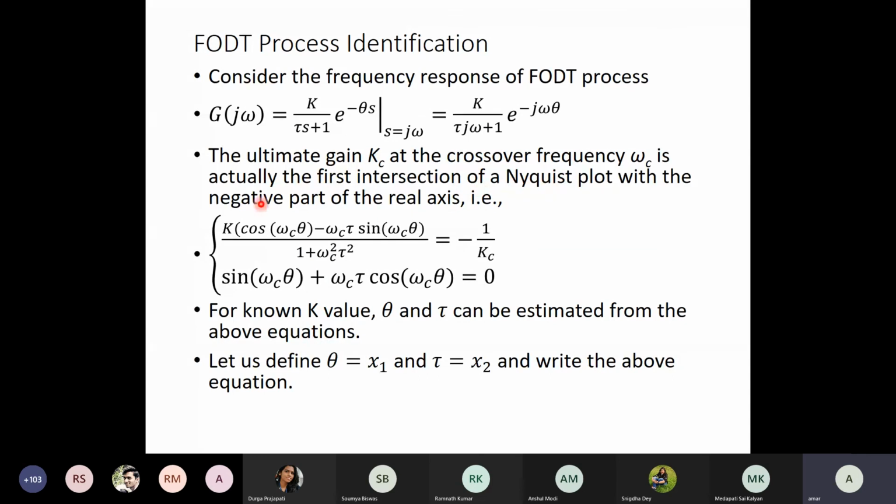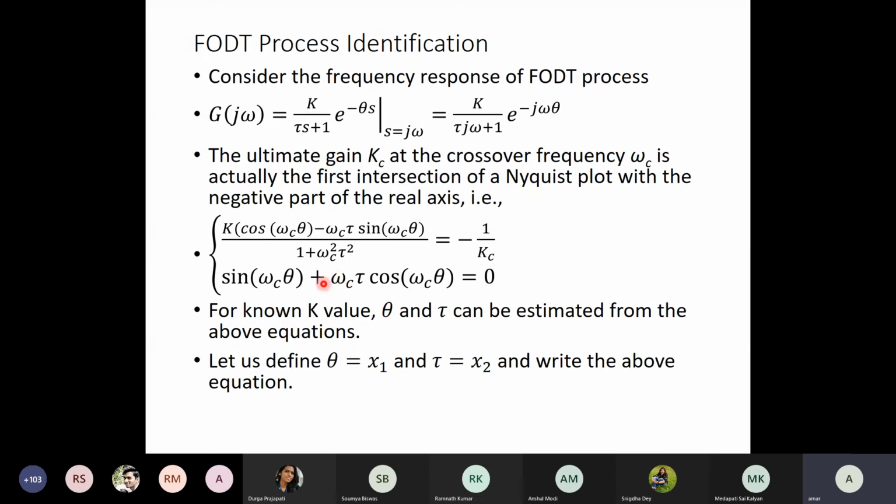At that point, if I write these equations, I will get these two equations. K times (cos omega c theta minus omega c tau sin omega c theta) divided by (1 plus omega c square tau square) is equal to 1 by Kc. And the second equation is sin omega c theta plus omega c tau cos omega c theta is equal to 0. These two equations I can get from the AR and phi equations calculated at omega c.